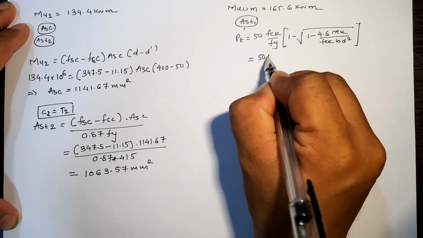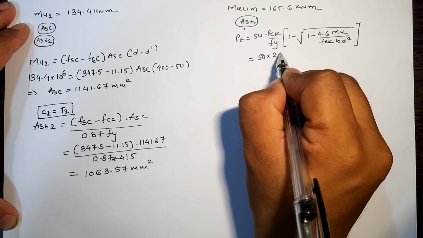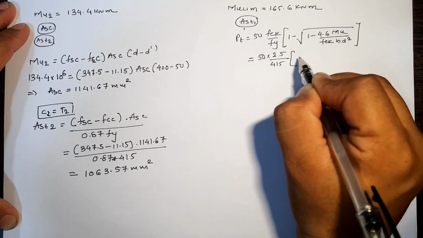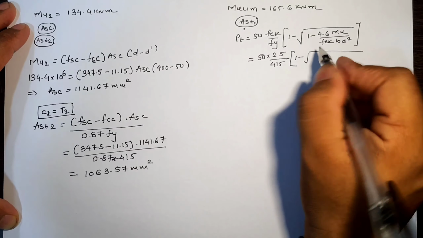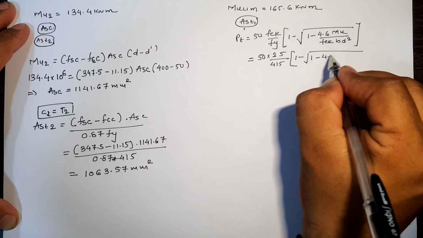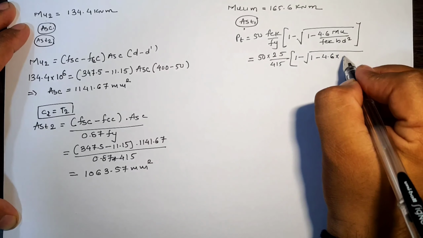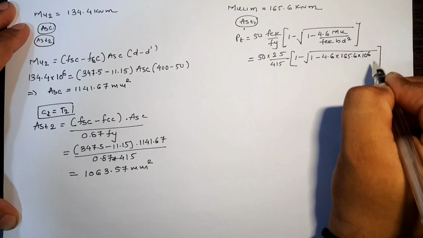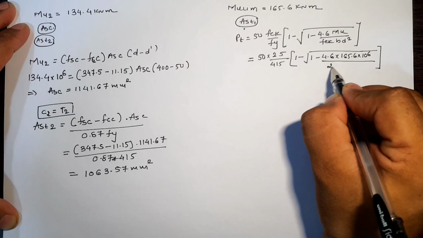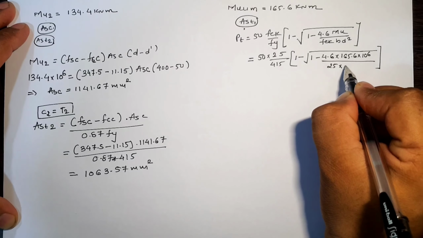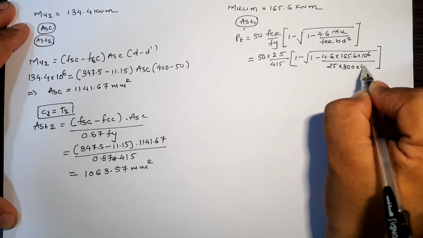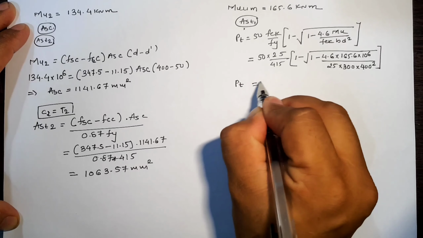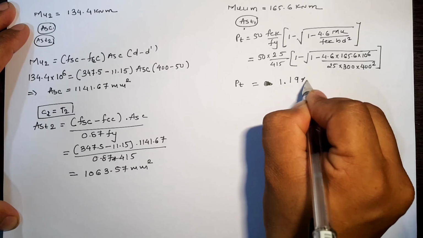Now pt is equal to, where fck is given as 25, fy is given as 415, 1 is a constant value into square root of 1 minus 4.6 as a constant value. Mu is given as 165.6 into 10 raised to 6 in terms of Newton into mm. fck is 25, b is given as 300 and d is given as 400. By solving this term, we have pt equal to 1.19 percent.